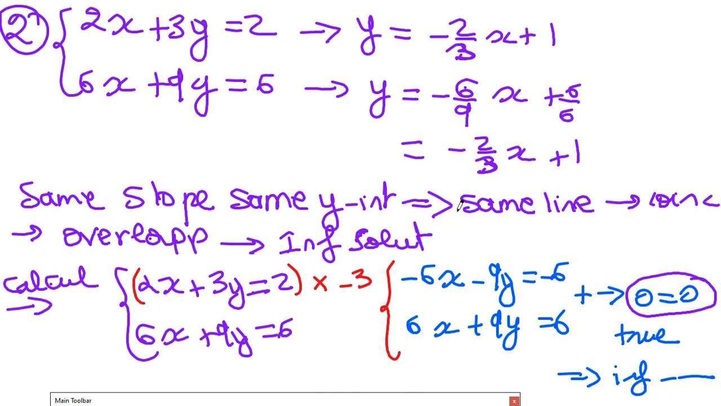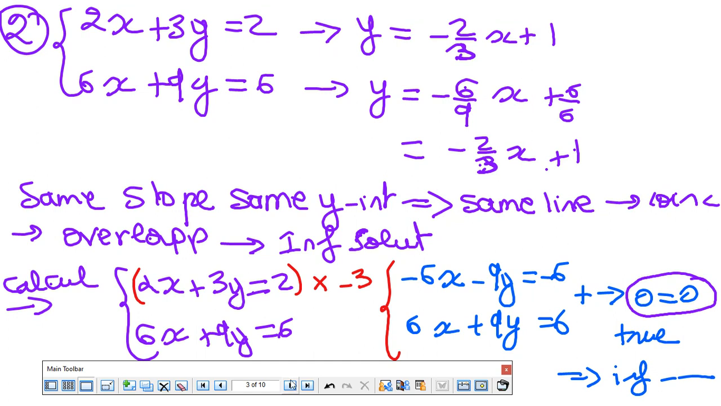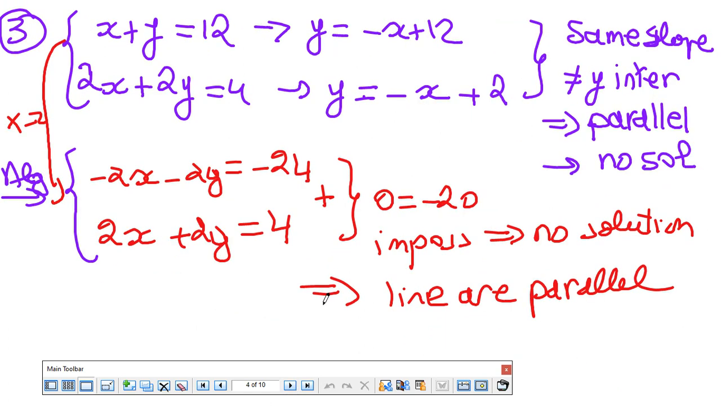Now, what's going to happen if the slopes are the same, but they have different y-intercepts? This is the case of parallel. So be careful. Same slope, same y-intercept, they are coinciding. Same slope, different y-intercept, they are parallel. So if I move now to this example here, you can compare those two lines.